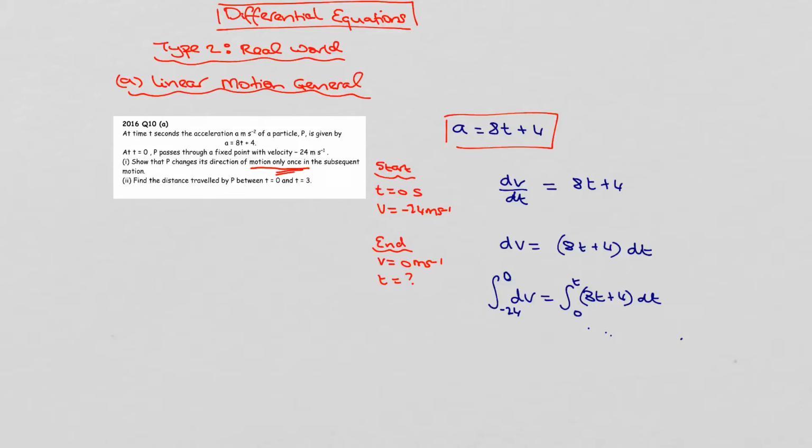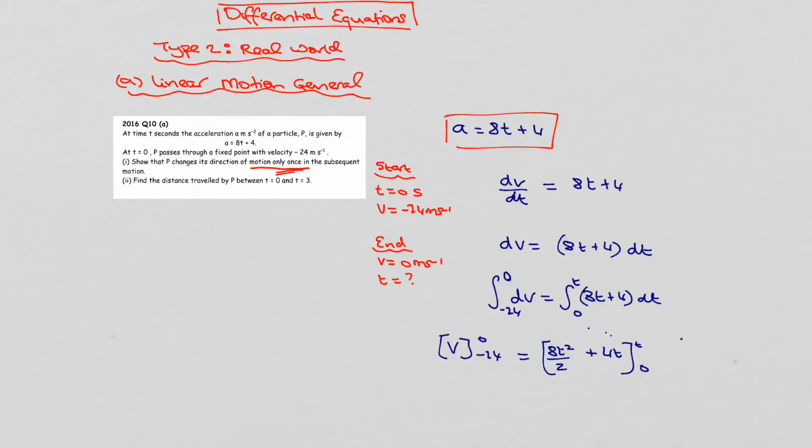Okay, so if we integrate dv with respect to v, it's the same as integrating 1. In other words, we'll get v within the limits of 0 and minus 24. And if I integrate 8t, I'll get 8t squared over 2. And if I integrate 4 with respect to t, I'll get 4t. And again, my limits are t and 0.